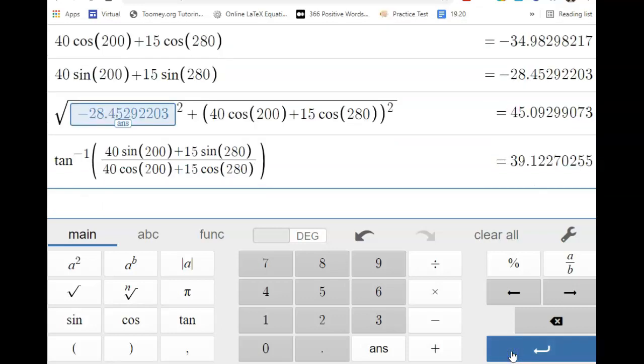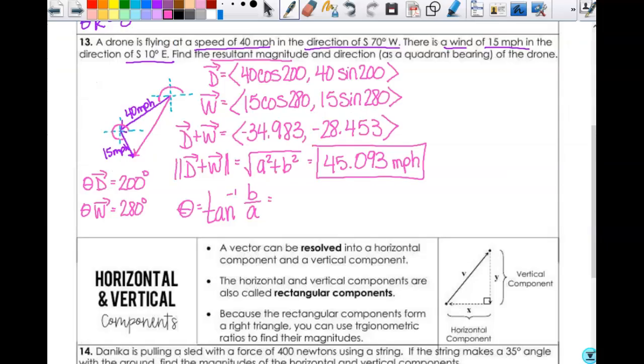So I get 39.123. So that's 39.123 degrees. But again, we have to think about what it is we're actually wanting, because that's not my answer. What this gives me, that's a 39-degree angle. It's up here in the first quadrant somewhere, right? This is negative, negative. So I actually want the third quadrant version of that.